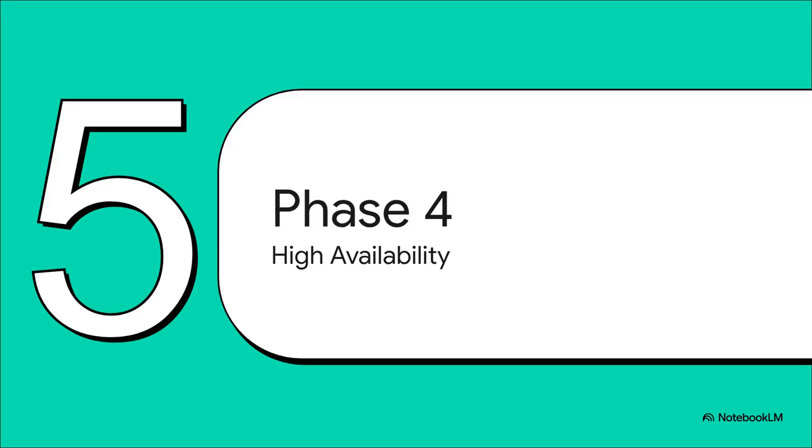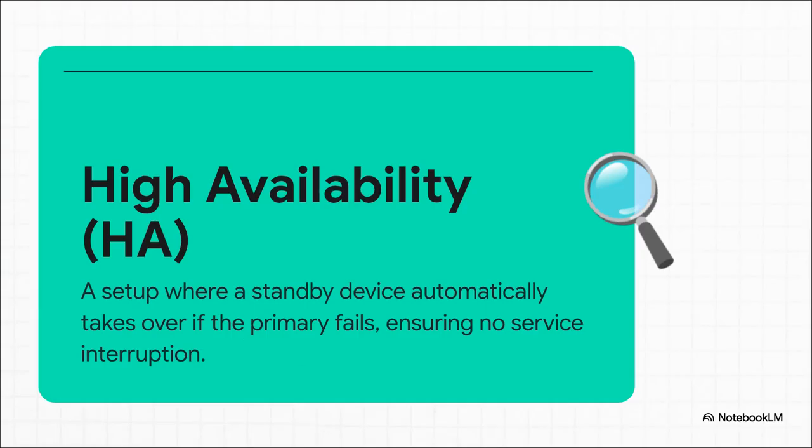So our single F5 is licensed and running, which is great. But to make this a truly professional grade lab, we have to think about what happens if something goes wrong. We need resilience. And that brings us to our final and frankly coolest phase, building for high availability. So what in the world is high availability, or HA?